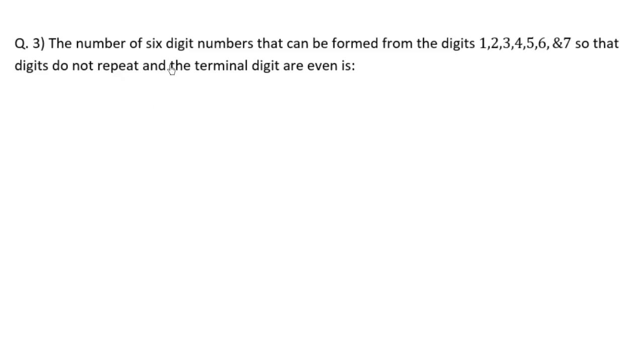Now here the question says that the number of 6-digit numbers which we have to form using these 7 digits, so that digits are not repeating and the terminal digits are even. When I say terminal digits are even, that means if I take the 6-digit number like 1, 2, 3, 4, 5 and 6, then this digit and this digit need to be even numbers, correct? How many even numbers do we have?